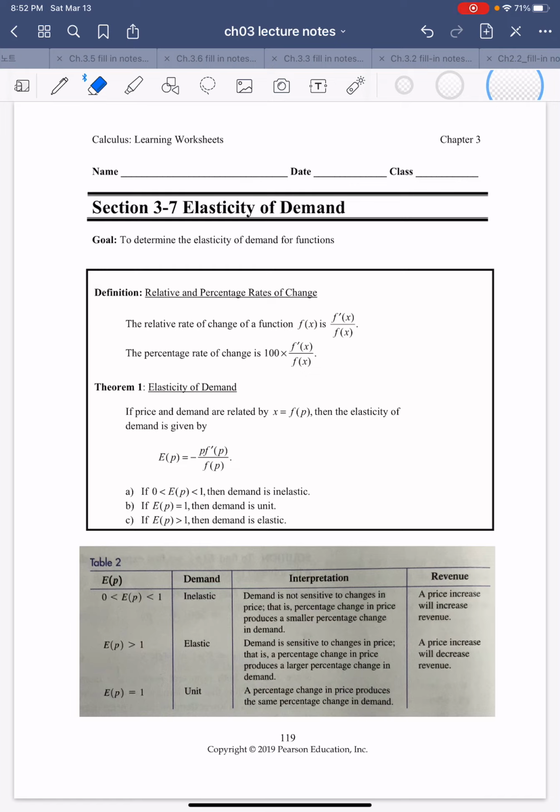So the relative rate of change function is given as f prime of x divided by f of x. Percent rate of change: here we have a relative rate of change, and if you want to get a percentage, we multiply by 100. So whatever the relative rate of change, if you want percent, we multiply by 100. Now we have a theorem, elasticity of demand.